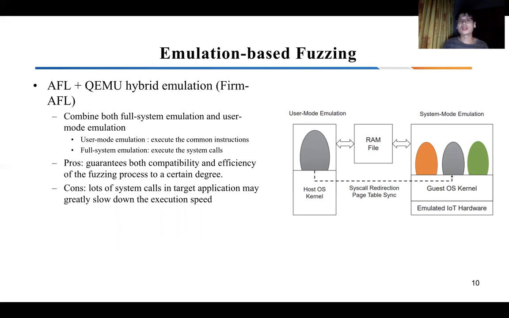However, there are still issues. When there are a lot of system calls in the target applications, FirmAFL may translate frequently between these two modes, so that it will greatly slow down the execution speed of the fuzzing.